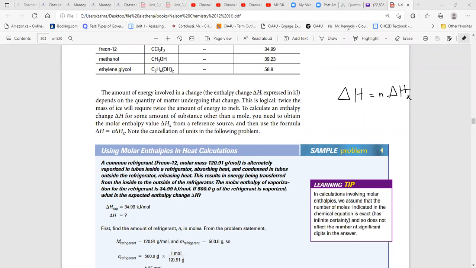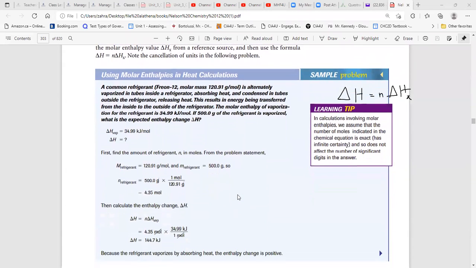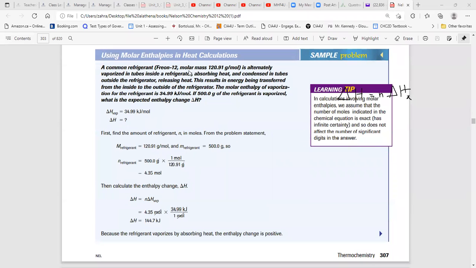Let's just do an example. A common refrigerant, Freon, has a molar mass of 120.91. It is vaporized. This results in energy being transferred from the inside to the outside. The molar enthalpy of vaporization is 34.99 kilojoule per mole. If 500 grams of the refrigerant is vaporized, what is the expected enthalpy?